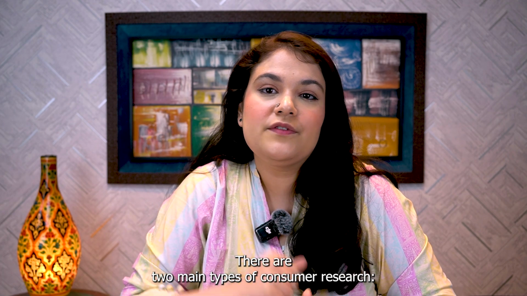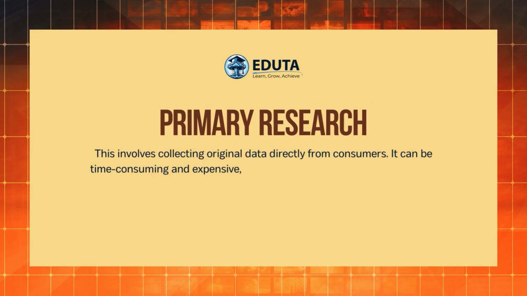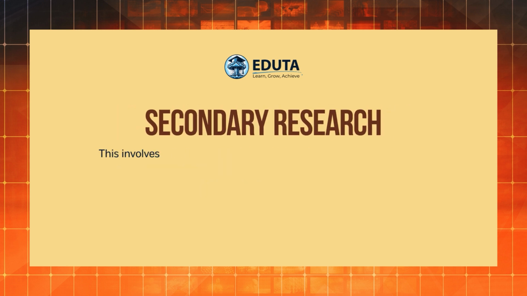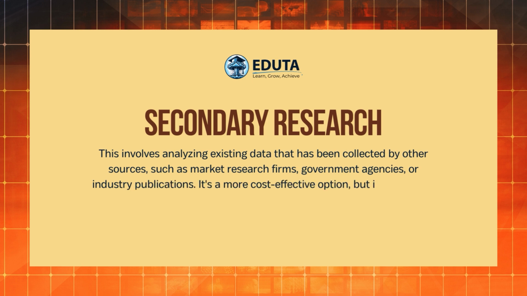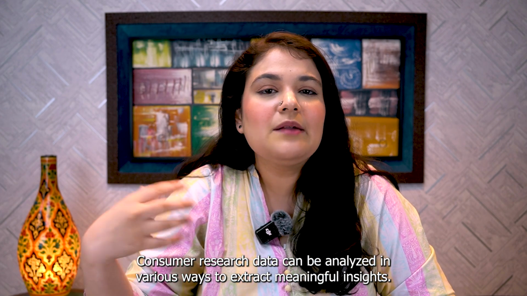There are two main types of consumer research. Primary research. This involves collecting original data directly from consumers. It can be time-consuming and expensive, but it provides valuable insights that are specific to the business's needs. Secondary research. This involves analyzing existing data that has been collected by other sources, such as market research firms, government agencies, or industry publications. It's a more cost-effective option, but it may not be as tailored to the business's specific needs.